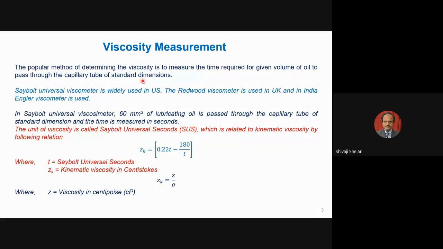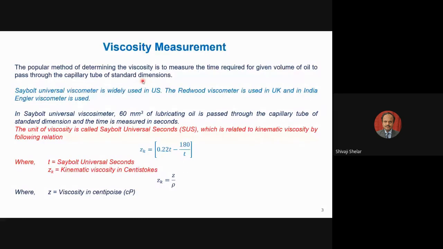So what will be done? You will be given a sample of oil. You have to take that sample of oil and pass it through a restricted passage, a restricted capillary tube. So there will be resistance offered by that capillary tube surface. And you have to measure how much time is required to empty that given quantity of liquid.